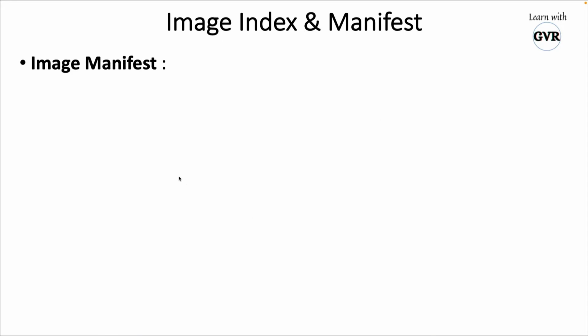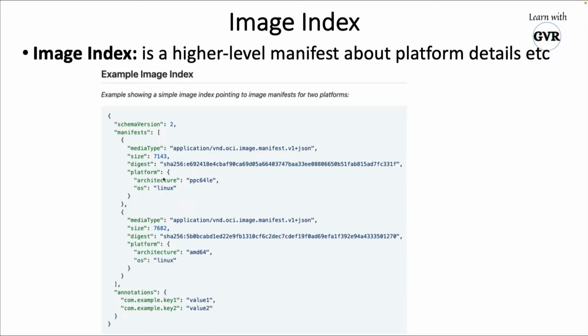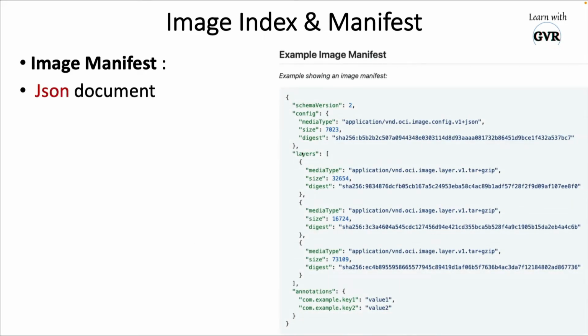Next is the image manifest. What is this image manifest? It is similar to the index, in JSON format, but it has layers. In the previous slide it had a manifest per operating system, whereas here it's layers: first layer, second layer, third layer. Every layer has its own digest, because Docker builds image layer by layer.